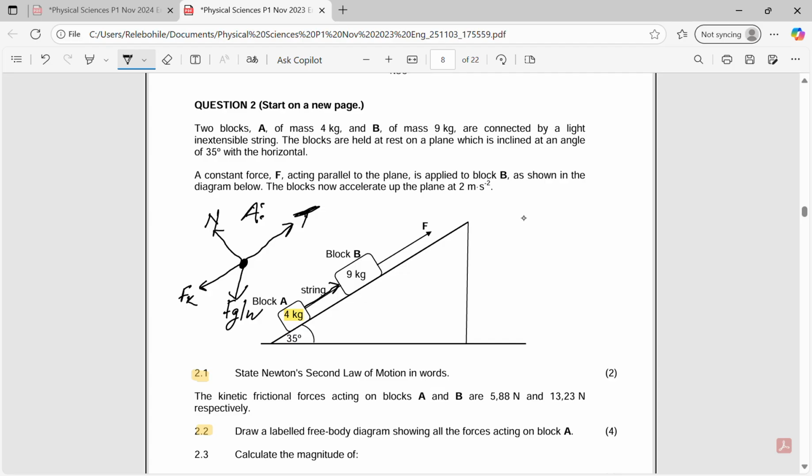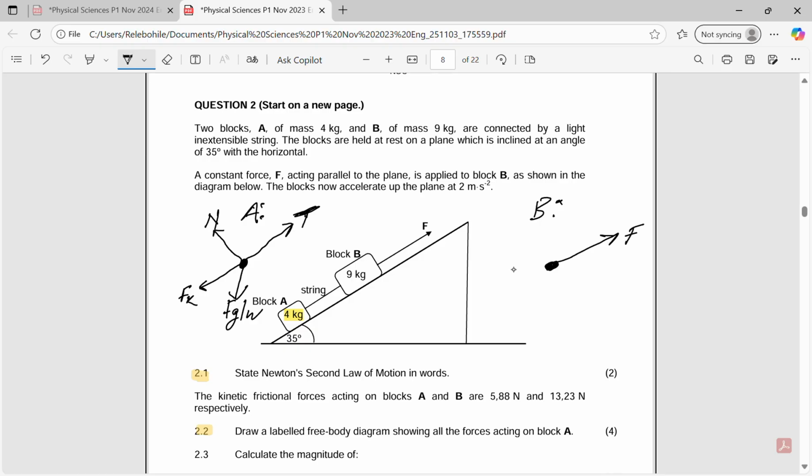Let's do block B. So for block B, guys, what you will realize is that block B would be worth 5 marks. If you're drawing for the 9 kg block, you would have 9 marks. And if I'm drawing my free body diagram for this one, I would have two visible forces, which is force F and this tension force here. So my free body diagram would be like this.